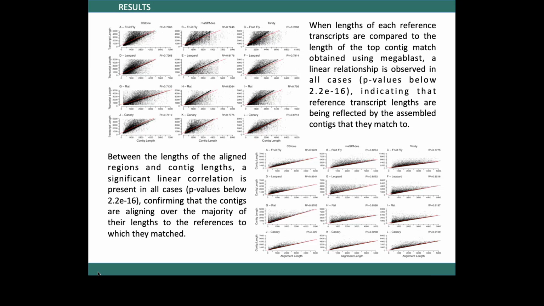When the lengths of each transcript are compared to its top matching contig identified using Megablast, significant linear correlations are observed for each assembler, confirming that the general length distributions previously shown are correctly reflecting the lengths of the reference transcript, top left. The bottom plot shows the lengths of the contigs against the aligned regions to the best matching reference transcript. For all three assemblers, the R-squared values indicate the contigs are aligning well across their entirety.